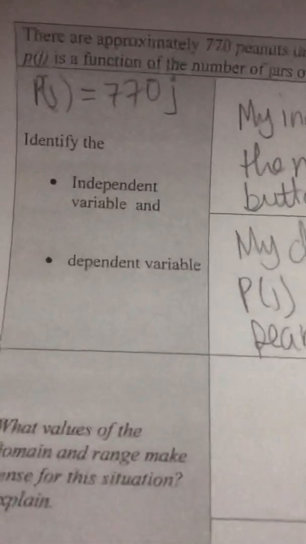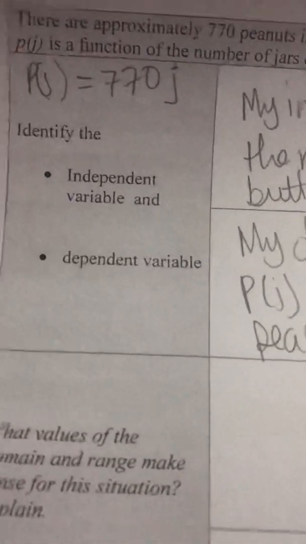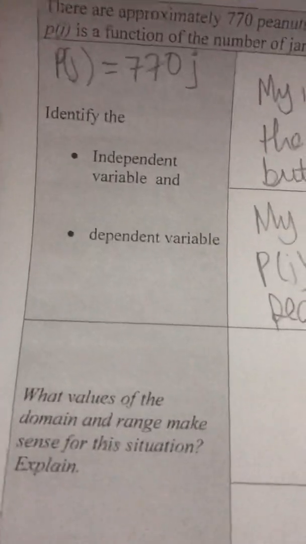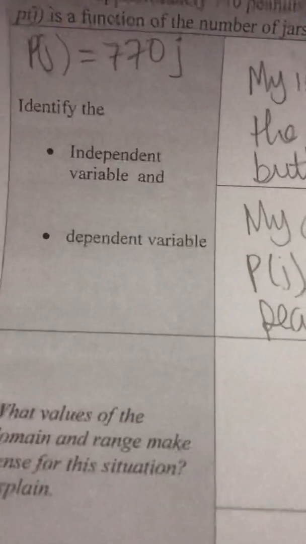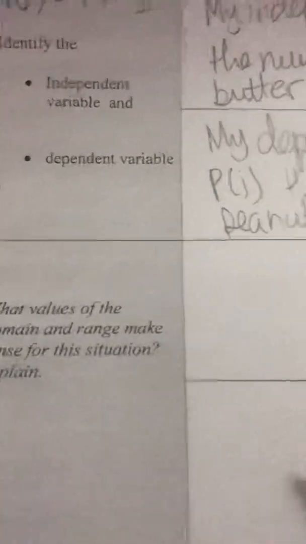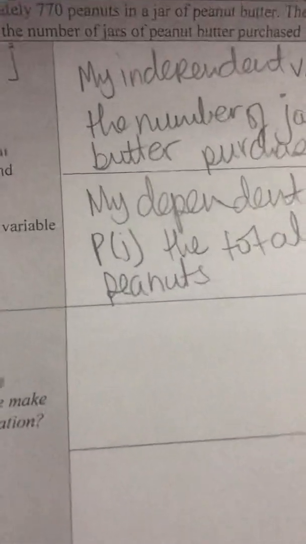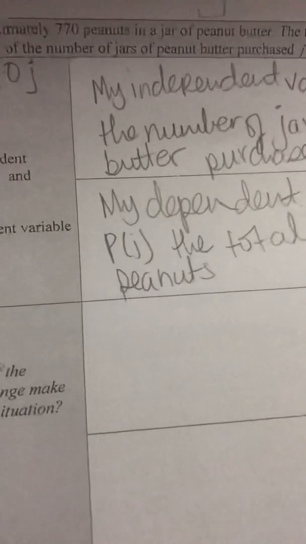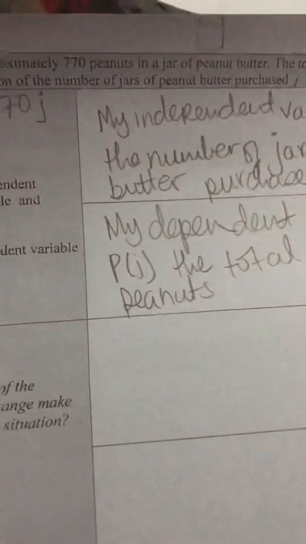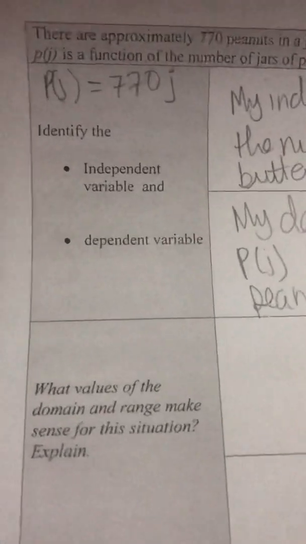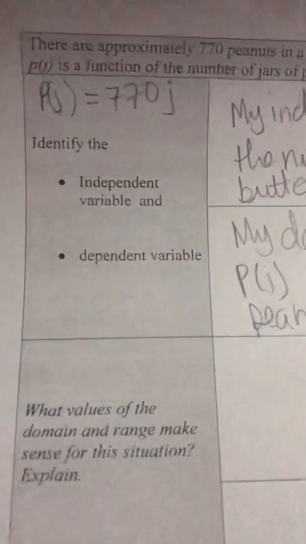Now, what values of the domain and range will make sense for this situation? And you must explain. Okay? Now, how do I know? When I go to the supermarket, I cannot tell them, give me a quarter of this bottle. I have to buy the whole bottle. I cannot say, cut this bottle and sell to me. I have to take the whole bottle.